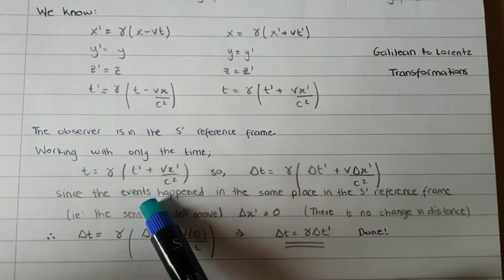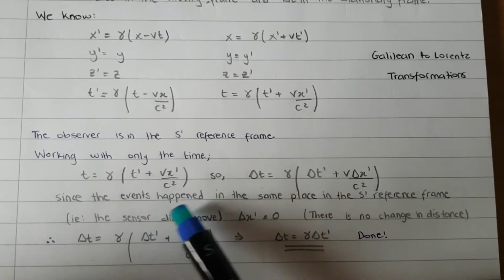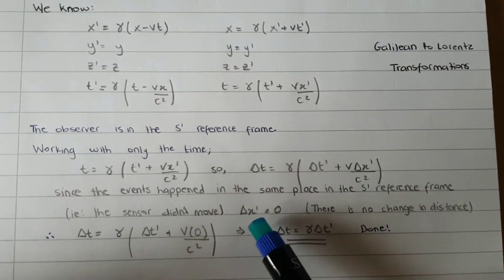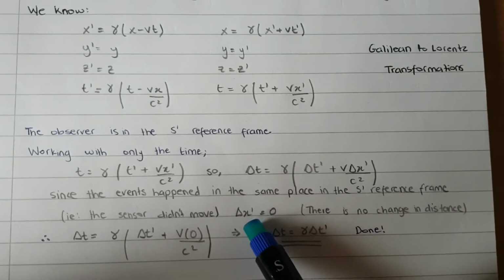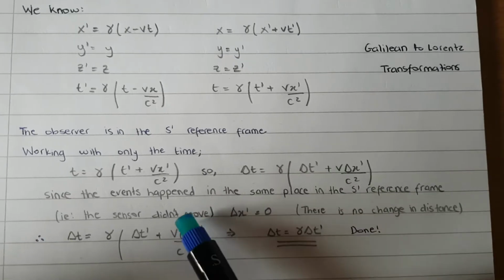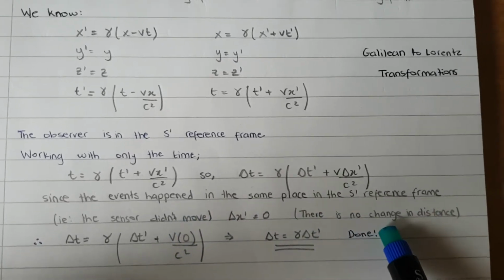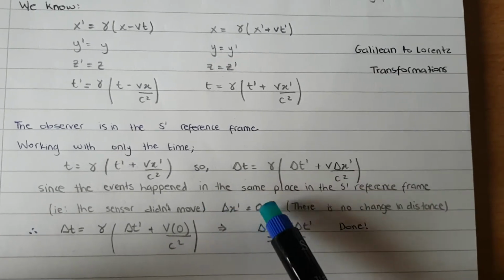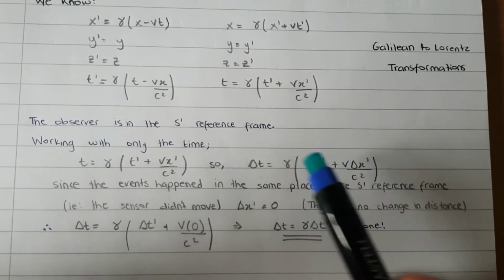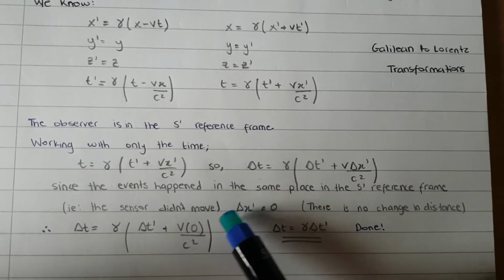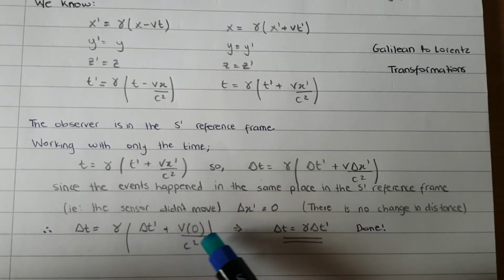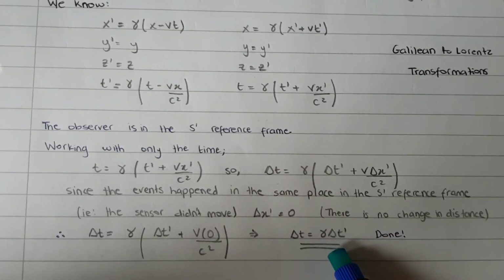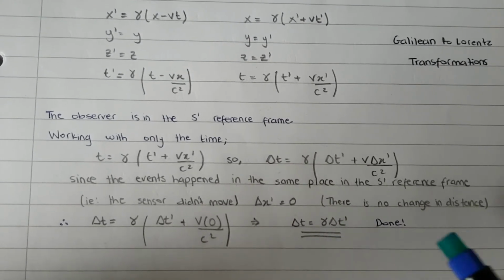But the events, sending out the light beam and it coming back, happened in the same place in the prime reference frame. So delta x prime, or the change in position, is 0 because the sensor didn't move. There is no change in distance in that reference frame. So what we can do is substitute this into this equation. So actually delta x prime becomes 0, and that simplifies to the equation that we need for time dilation. Excellent. Done.